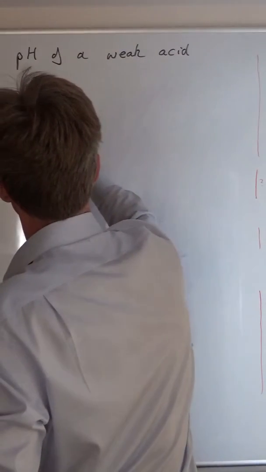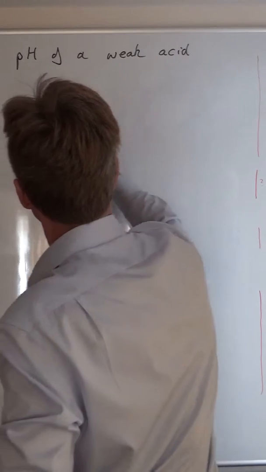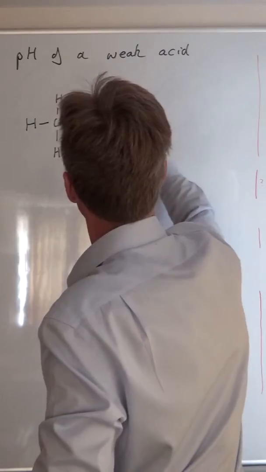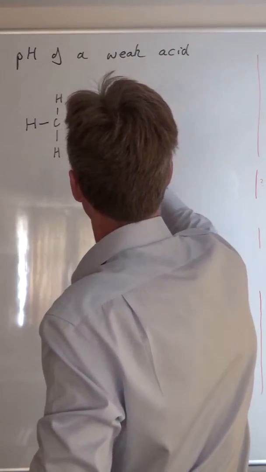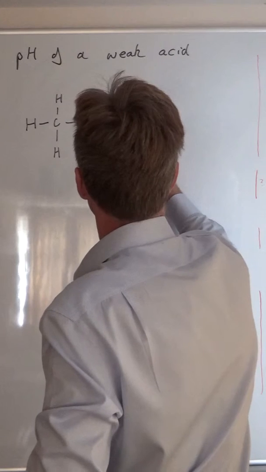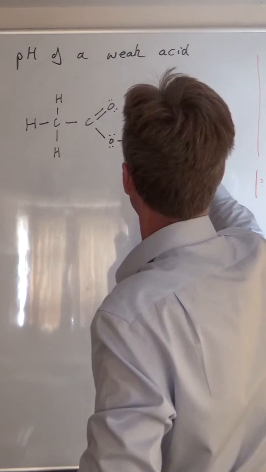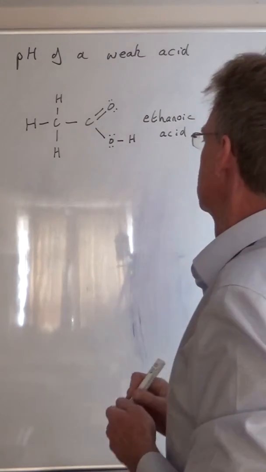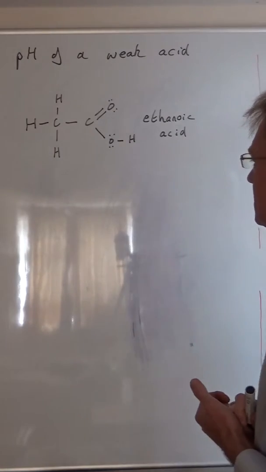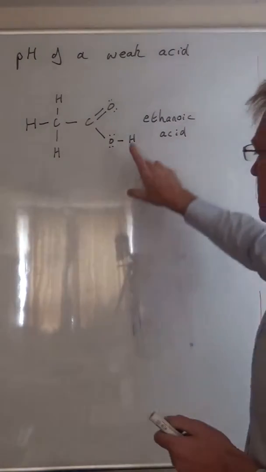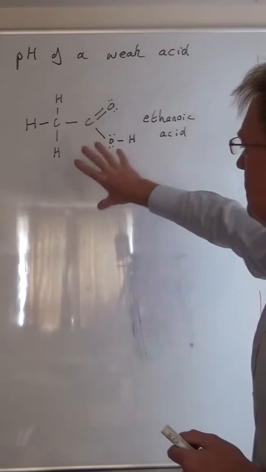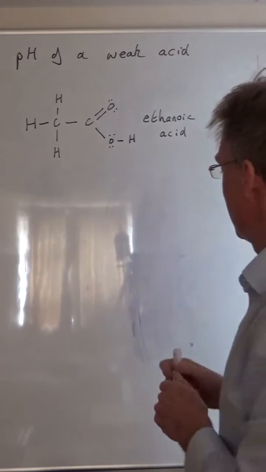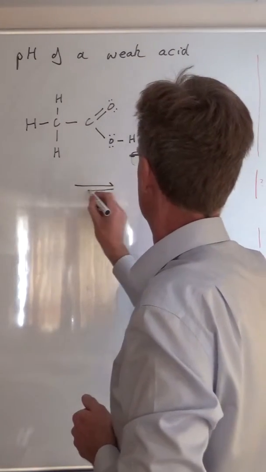Most of the weak acids you will come across will be carboxylic acids, the organic acids. So that's the formula of ethanoic acid. And again, when that's in aqueous solution, it will release this proton, but only a very small proportion of the molecules will in fact dissociate. So what you will get is an equilibrium.